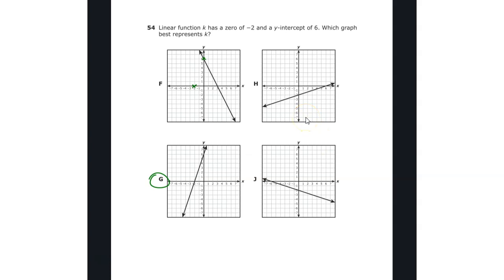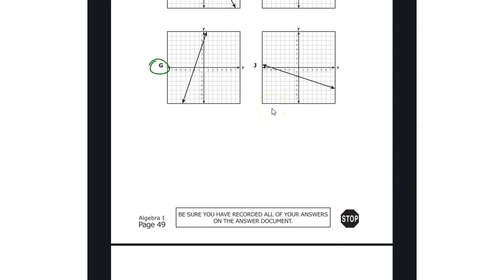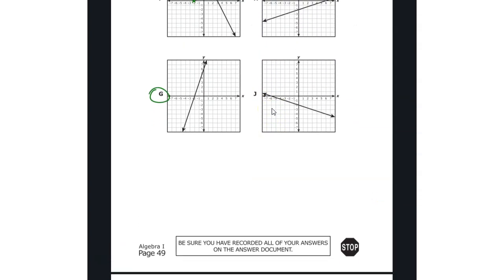So this is the end of the 2022 STAAR test for Algebra 1.